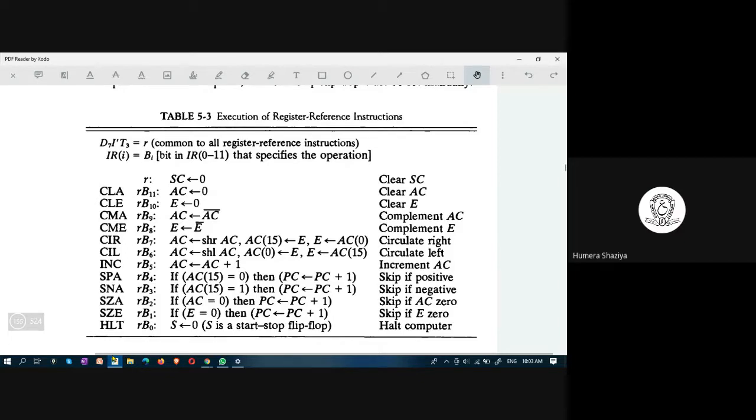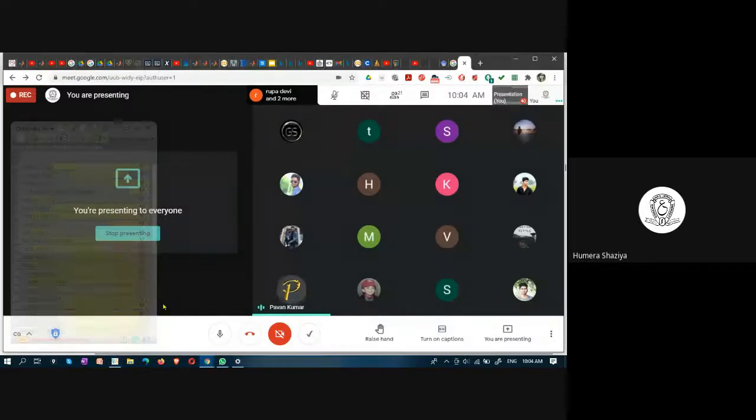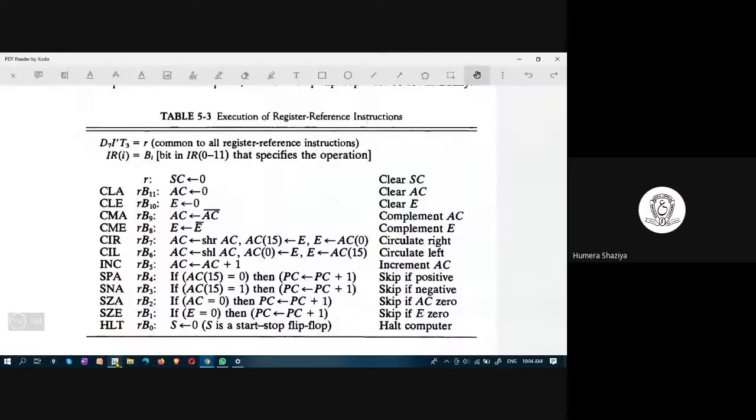It is complement accumulator. What is INC? Increment the contents stored in the accumulator. What is SZE? Skip if E is 0. S is for skip, Z is for zero, and E is the flip-flop attached to the accumulator.